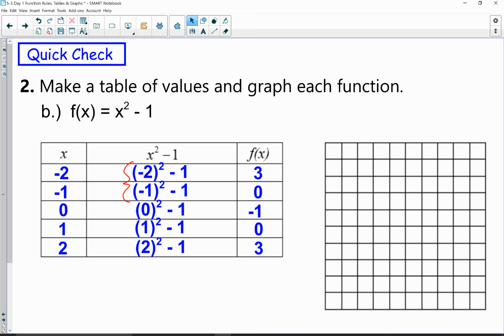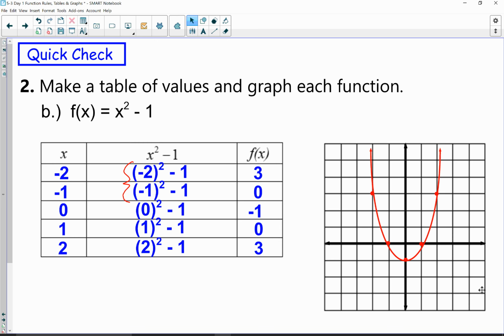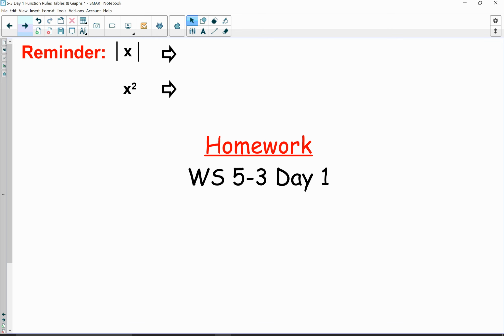There's the output values. Again, continuous because our problem is not a story problem. So this would be our parabola, it's called. I'll have you write that down in just a minute. So graph your 5 points, draw your parabola. So your homework is the worksheet that you picked up.